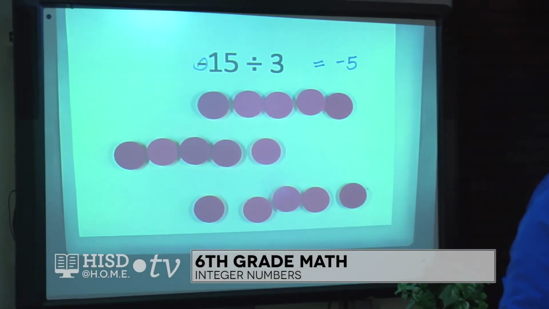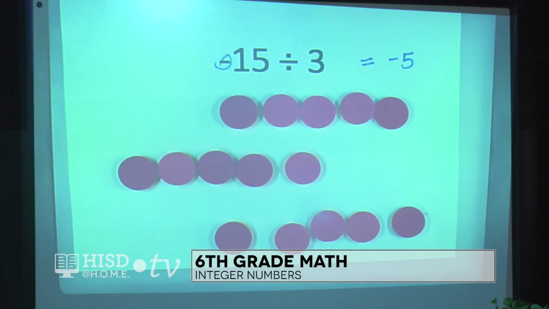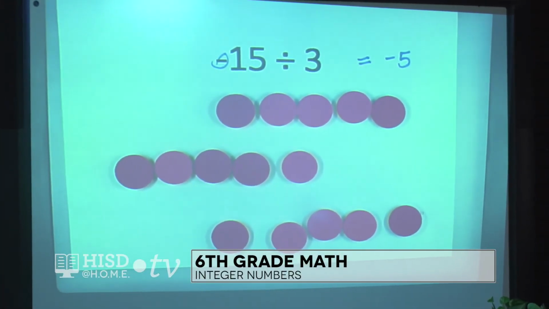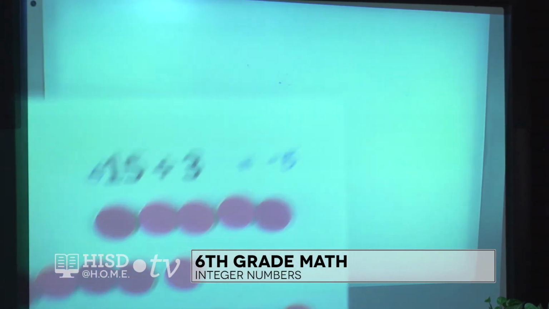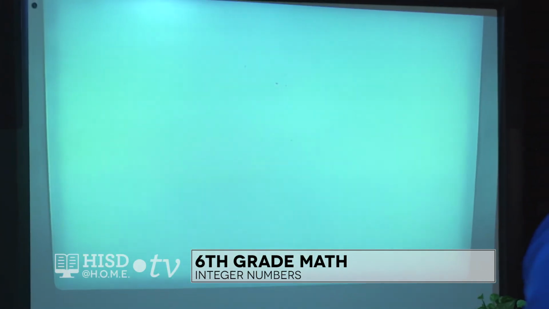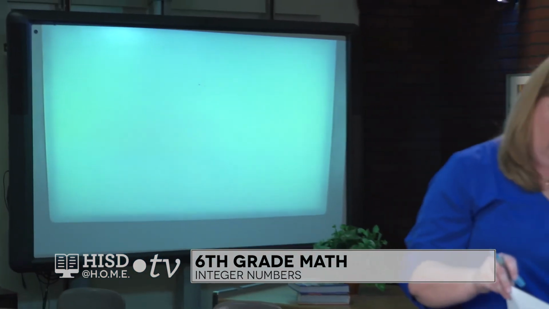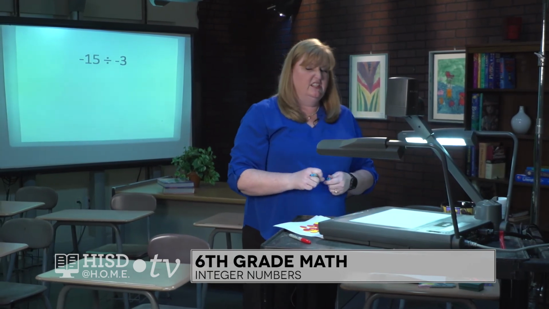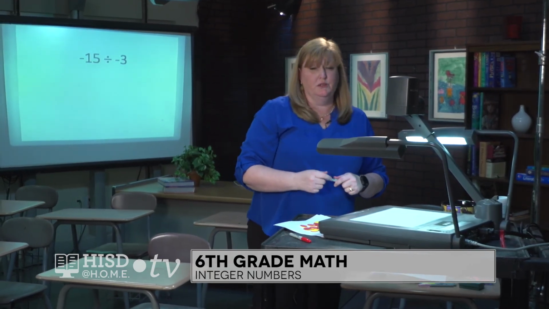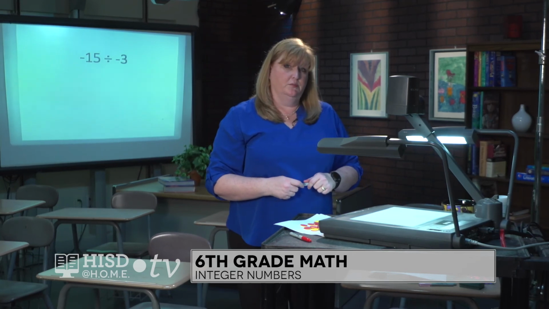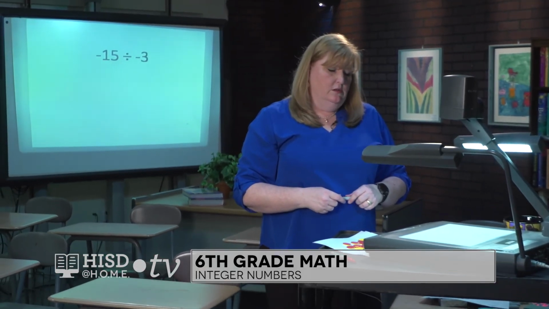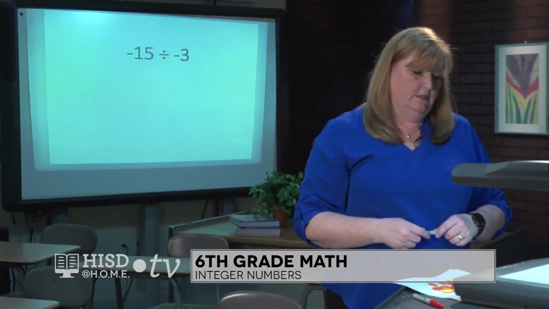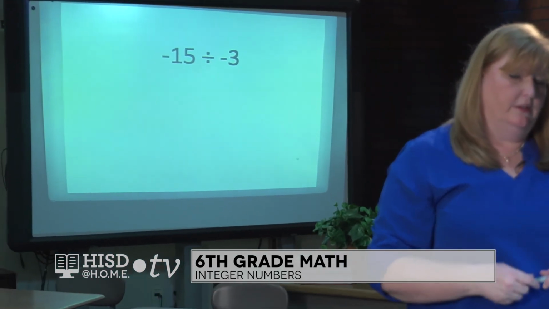So how do you think we're doing with this? We doing okay? Let's try another one. I like doing negative numbers, and I like being evil to you. So try this puppy. Negative 15 divided into groups of negative 3. Ooh, this is a lot. How am I going to do this?